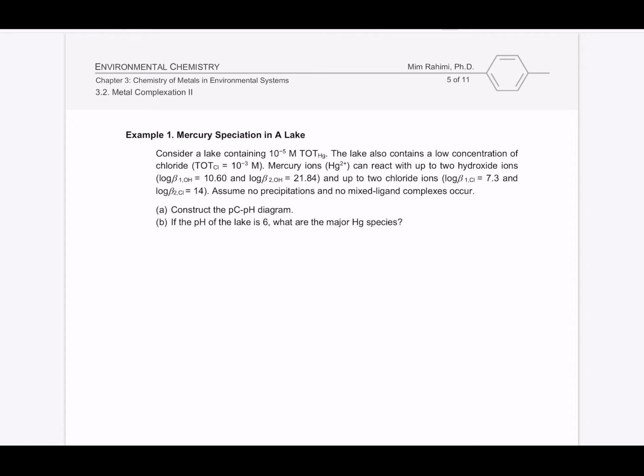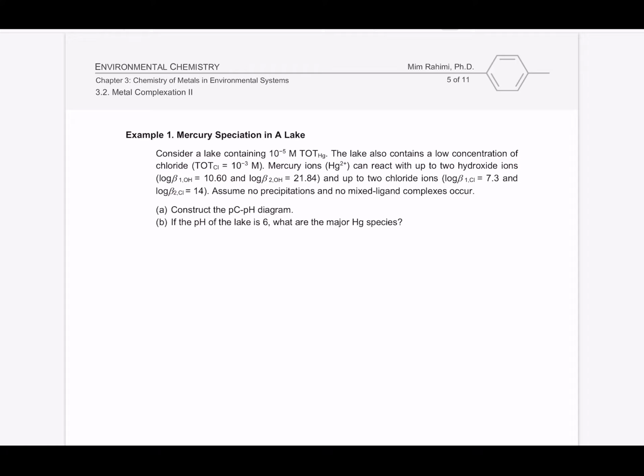As you see, these are basically bringing some of the concepts we've learned in chapter 2 and connecting them to chapter 3. But the chapter 3 part would be similar to what we had in the previous lecture. So the first question is about mercury in a lake. Mercury could be toxic, it could be dangerous. So monitoring mercury would be very, very important.